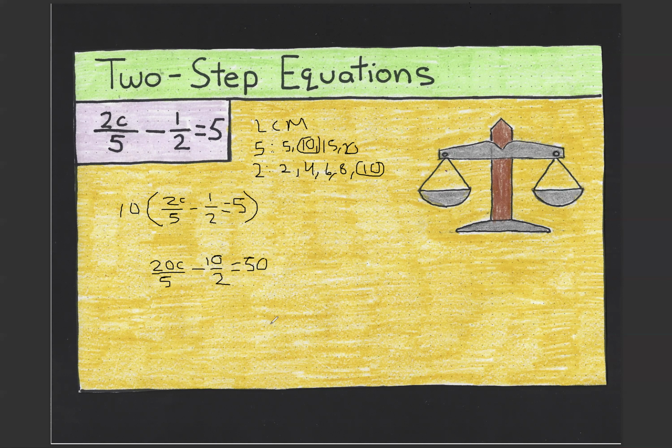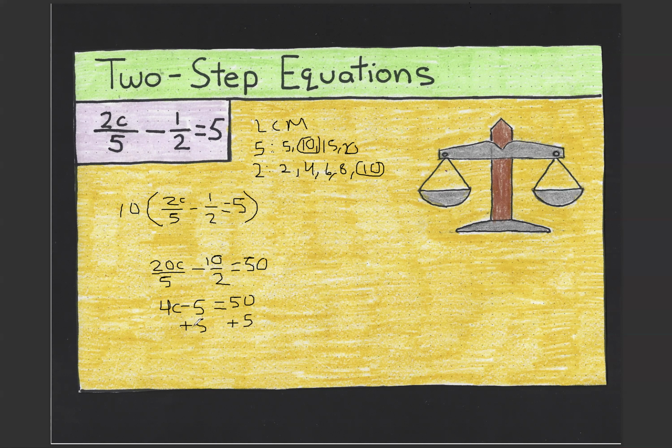Okay, now here's where it gets easier, because you see 20 divided by 5 will give us 4, and we'll just tag the c along. 10 divided by 2 will give us 5. And we'll just leave the 50 as is, and guess what? We have a two-step equation now in which we're going to add 5 to both sides because we want to get numbers on one side and variables on the other side.